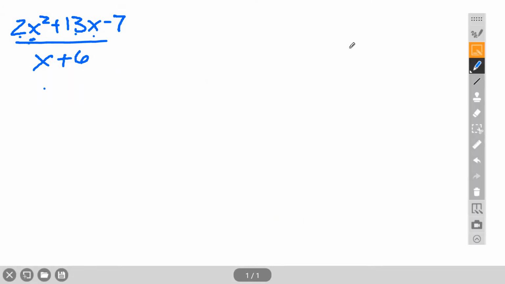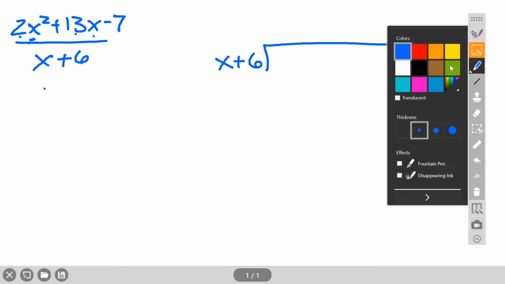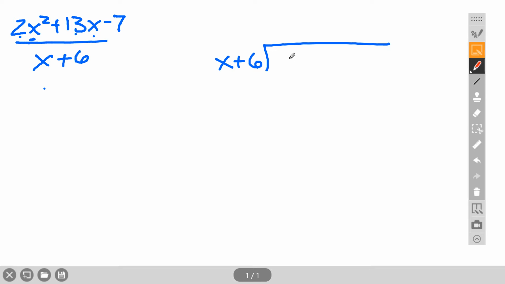Alright, well we set it up as a normal division problem. The divisor is x plus 6, and what we're dividing, our dividend, is 2x squared plus 13x minus 7. So first we look at the x and the 2x squared. What do I need to multiply x by to get 2x squared? Well, I need to multiply by 2x. x times 2x is 2x squared. And then we also need to multiply the 6 by the 2x, which is 12x.